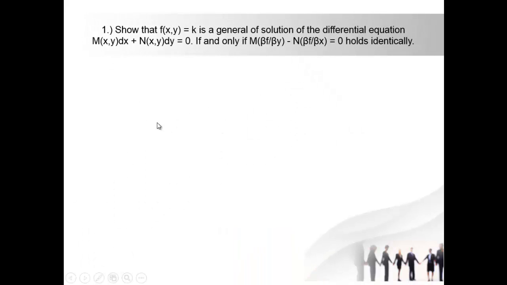Good morning everyone. Now we will be having a tutorial about differential equations and its applications. First question. Show that f of x and y equals k is a general solution of the differential equation M(x,y) dx plus N(x,y) dy equals 0 if and only if M ∂f/∂y minus N ∂f/∂x equals 0 holds identically.